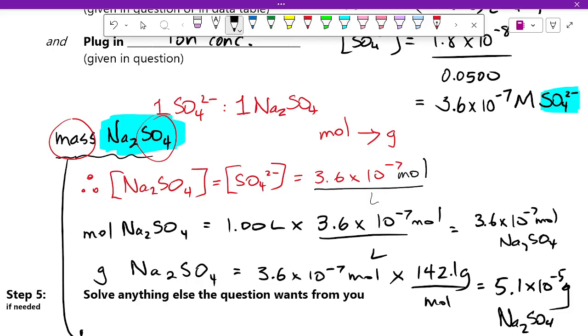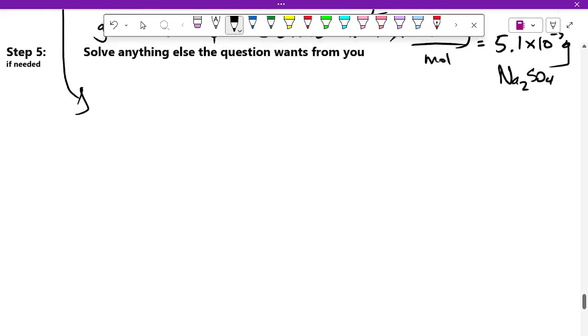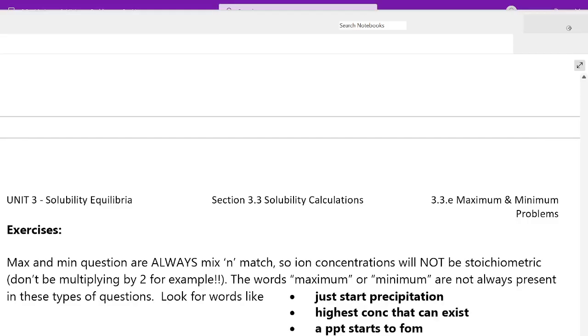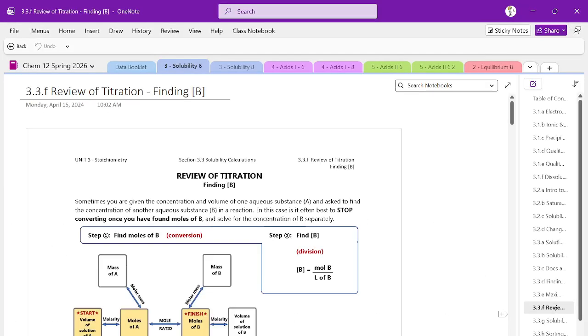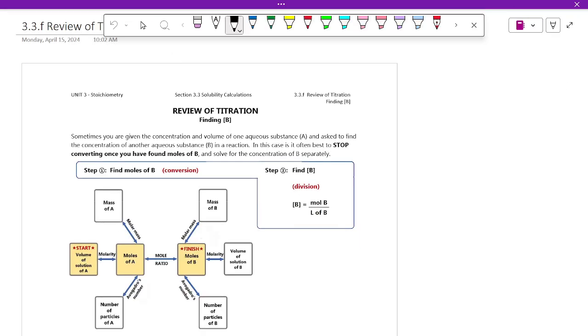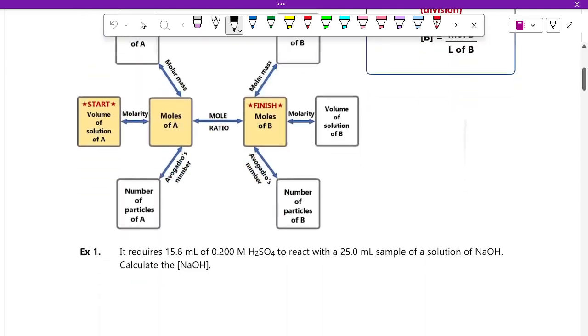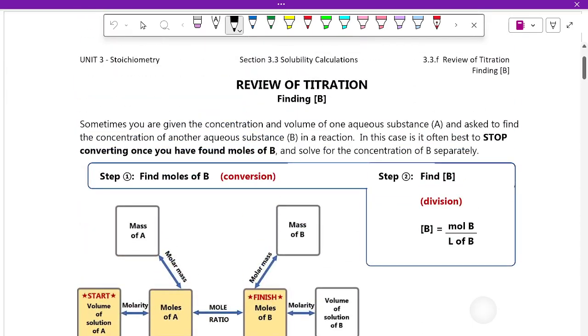So we've now done 4 out of 5 types of problem. And now we need to do the 5th. And the 5th is different because it does not involve KSP. The 5th is a titration. So we're going to do a little review of titration. And this is on page 76.